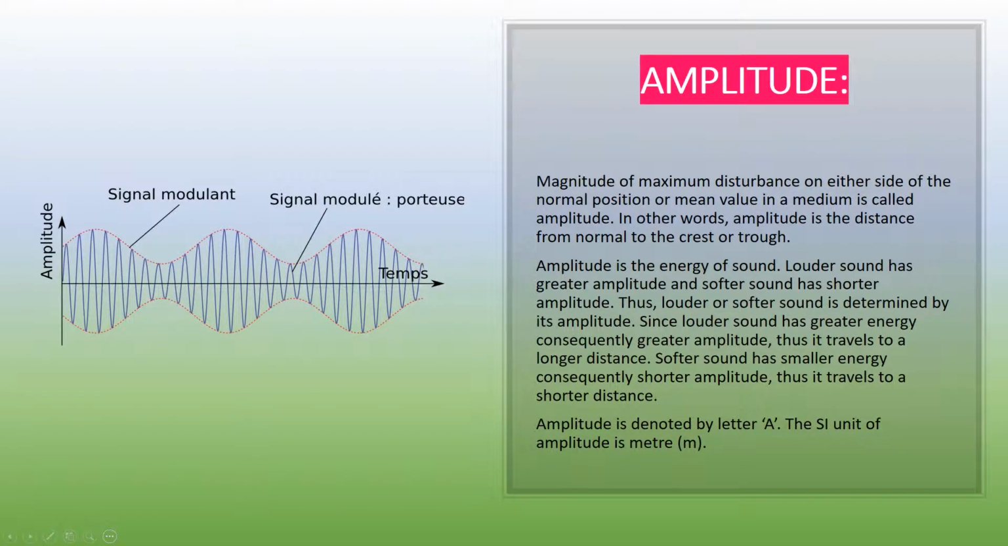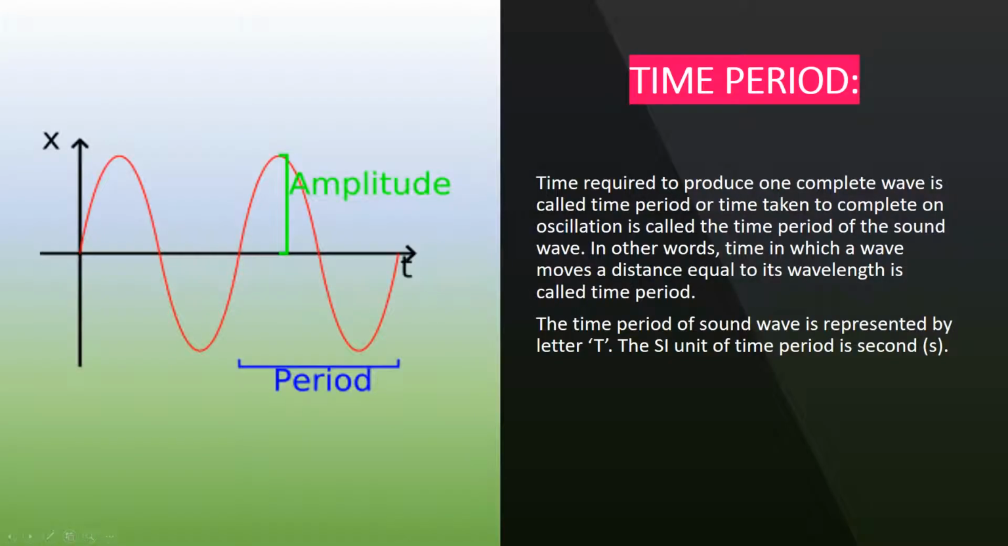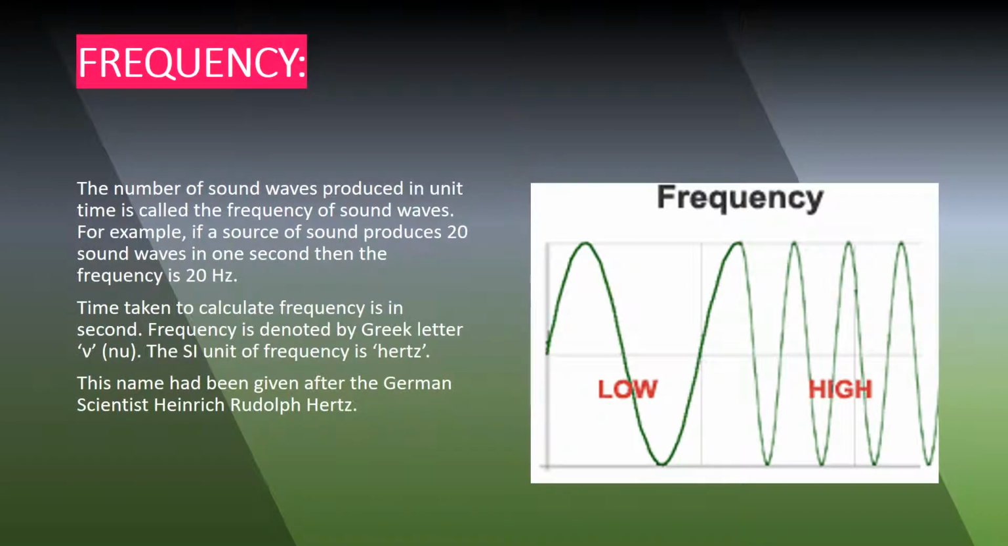Amplitude is denoted by letter A. The SI unit of amplitude is meter, m. Time period. Time required to produce one complete wave is called time period, or time taken to complete an oscillation is called the time period of the sound wave. In other words, time in which a wave moves a distance equal to its wavelength is called time period. The time period of sound wave is represented by letter T. The SI unit of time period is second, s.